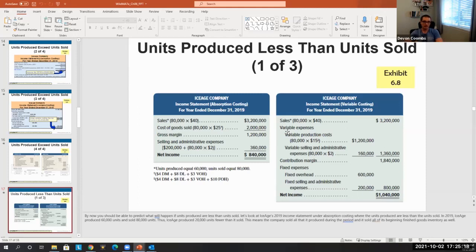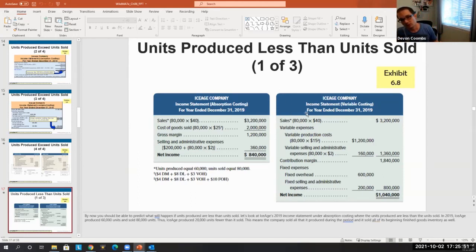That's because in absorption costing, we have these fixed costs hiding or being attributed to our finished goods inventory that now are being expensed. While in variable costing, those fixed costs are essentially hitting our books evenly. So we get a smoother income statement with absorption costing, right? It kind of mitigates the variability. It smooths out the variability.